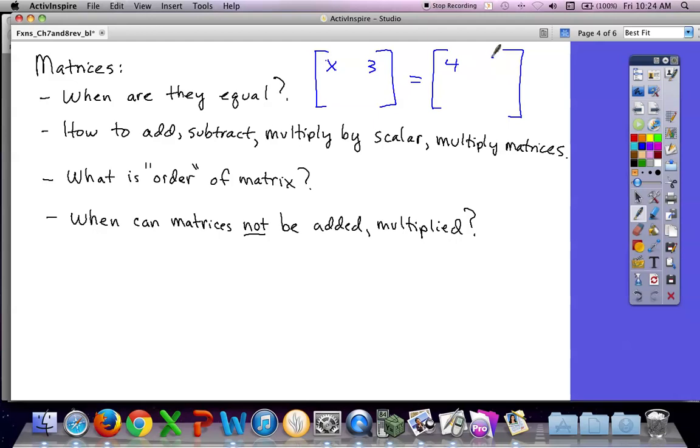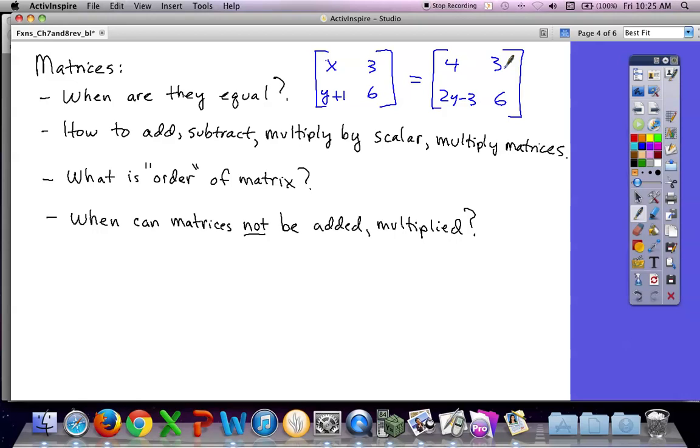Maybe these are both 3. And maybe this one says Y plus 1, and over here it says 2Y minus 3. What does that tell you? Y plus 1 must equal 2Y minus 3, and you can solve for the Y. Okay. And now I'll just make that 6 and 6. So two matrices are equal when the corresponding elements or entries are equal.